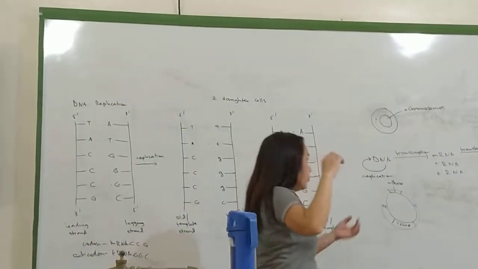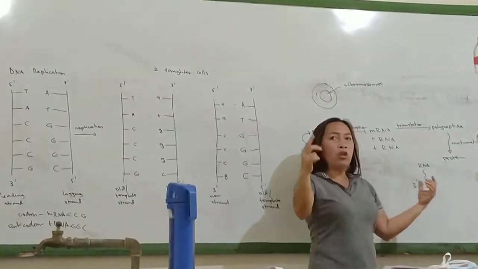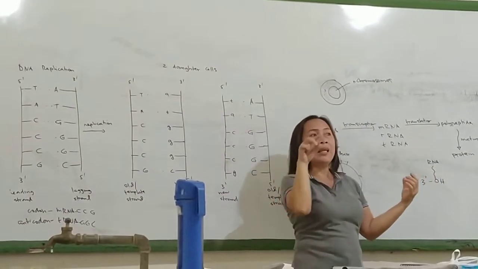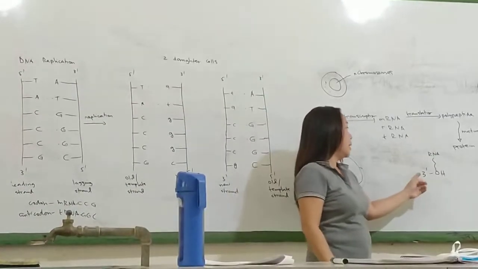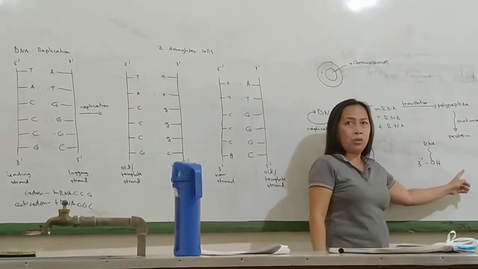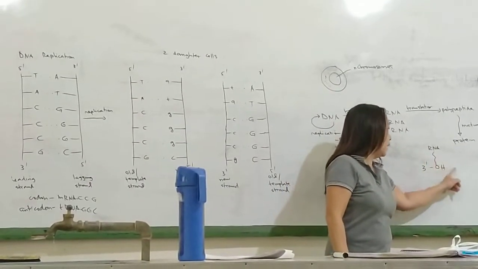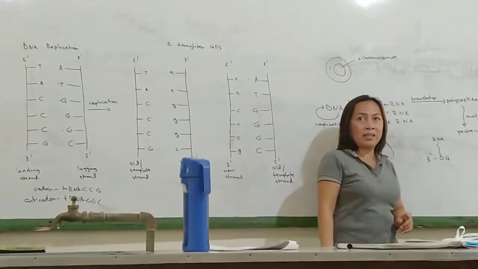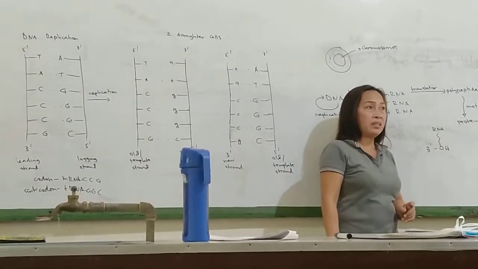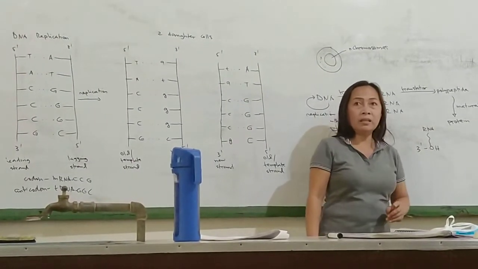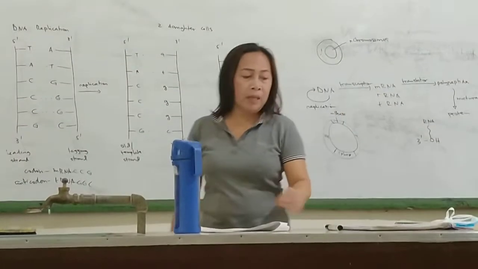Kaya nga, what is looked into by these DNA polymerases 1, 2, and 3 is the 3' OH. Once makita na niya, immediately mo bind na siya and replication starts. Okay?